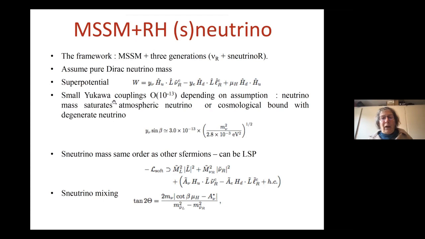So the point is that the Yukawa couplings are expected to be small. And actually there's a determination of this coupling to be of the order of 10 to the minus 13, assuming that the neutrino mass is saturated by the atmospheric neutrino or the cosmological bound. So you have a coupling of the order of 10 minus 13. So it's the typical coupling that you need for freeze-in of a FIMP. We will assume that this neutrino mass is of the same order as other fermions, so it can be the LSP. And there can be mixing between the left and the right neutrino, but this mixing will typically be very small because there's a factor of neutrino mass.